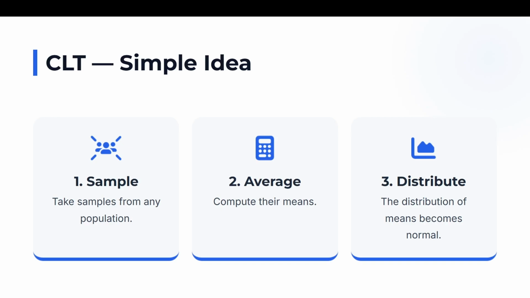So what does the central limit theorem say? It says that when you take many random samples from any population or distribution and calculate their means, those means form a normal distribution, or a bell-shaped curve, even if the original data is not normal.